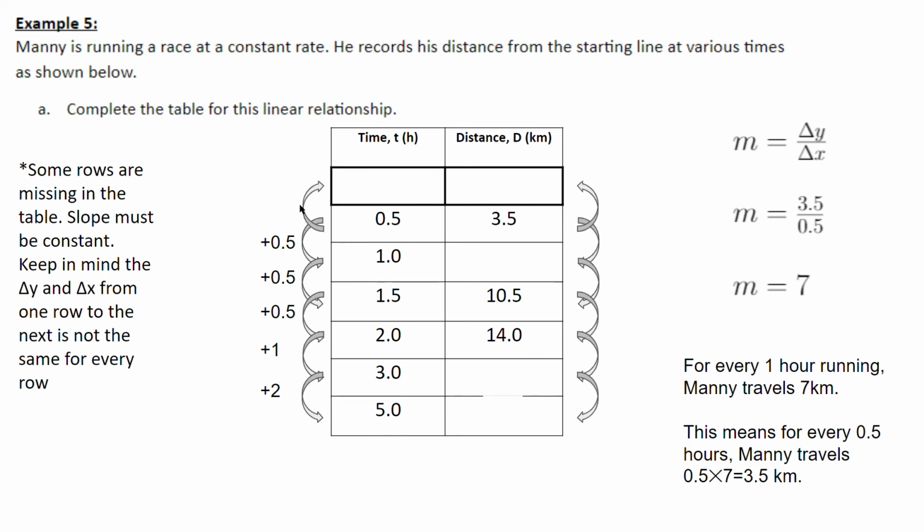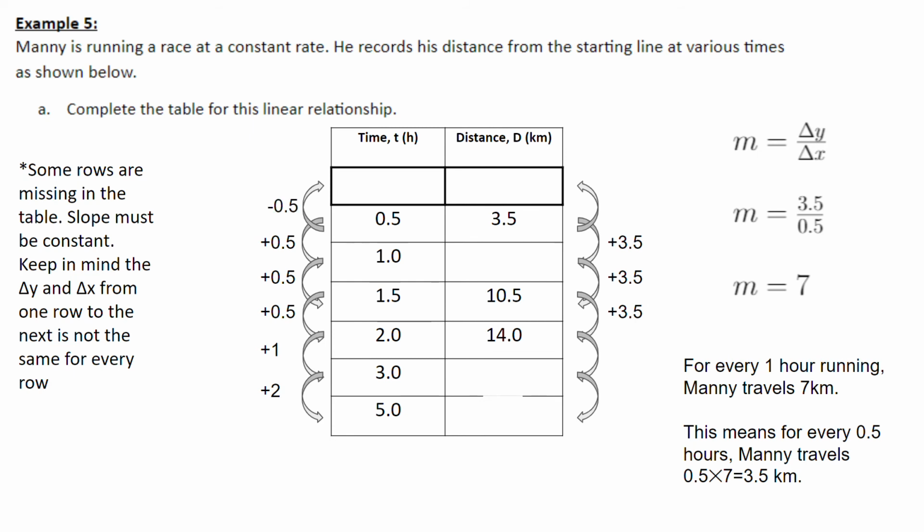So since our x, or in this case our t, is spaced by intervals of 0.5 at the beginning here, that means that for every half hour or 0.5 hours, Manny will travel half of that, which is 3.5 kilometers. So we want to start by stating, okay, so it's going to go up by 3.5 kilometers after each interval of 0.5. Now we want to first find the y-intercept, because the y-intercept can give us a lot of information.